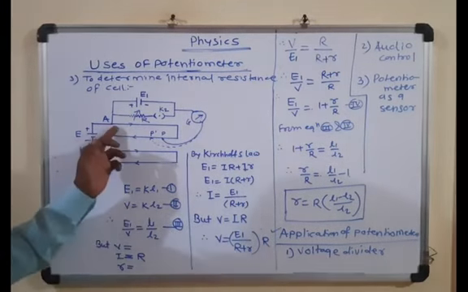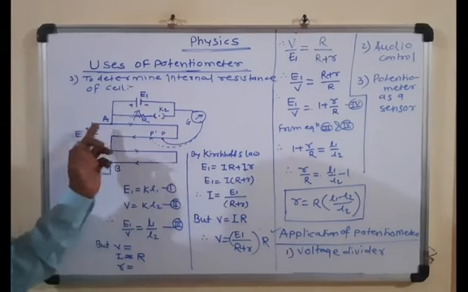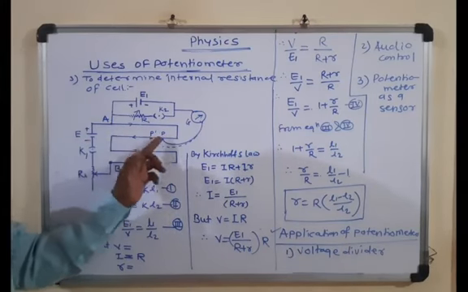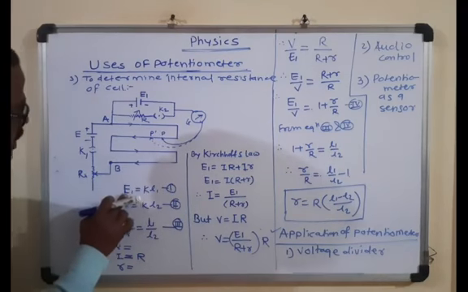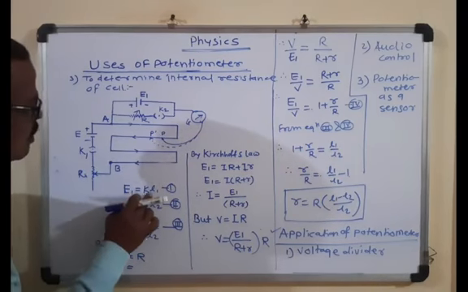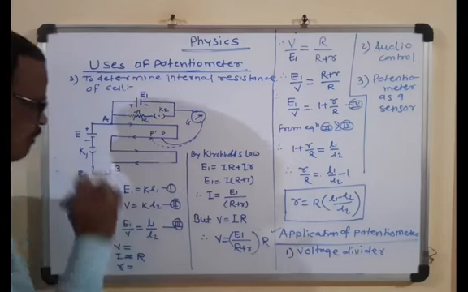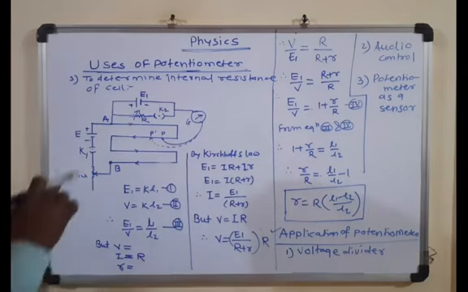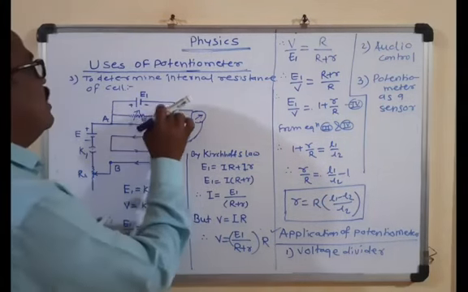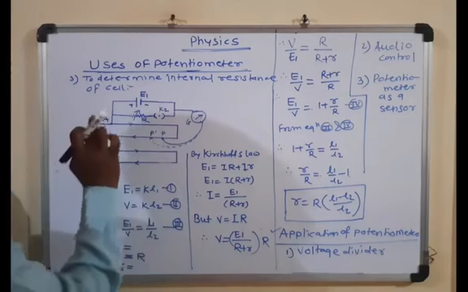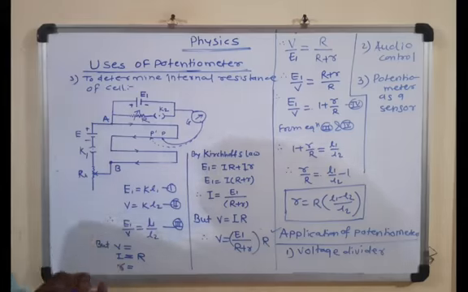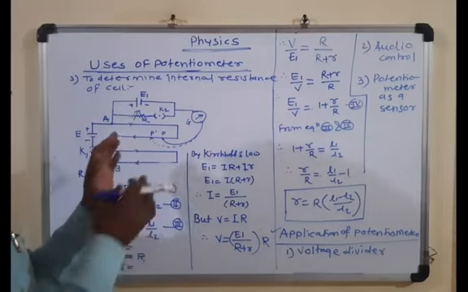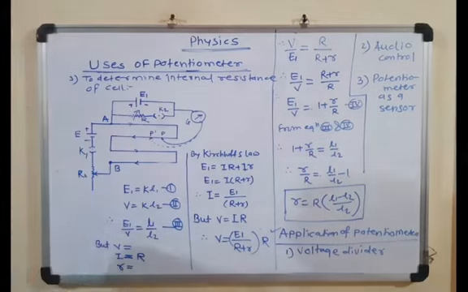In this case, the potential fall on the wire between the points A and P, of length L1. Therefore, the potential E1 is equal to K into L1, equation number 1. Now, close the key K2. Therefore, electric current flows through the resistance R, the resistance box, in the circuit.